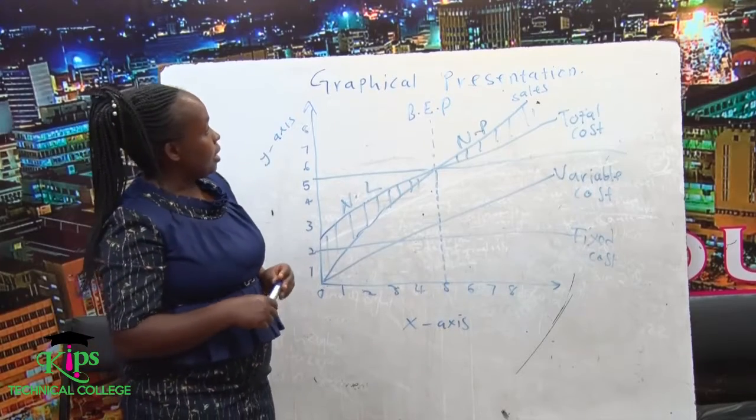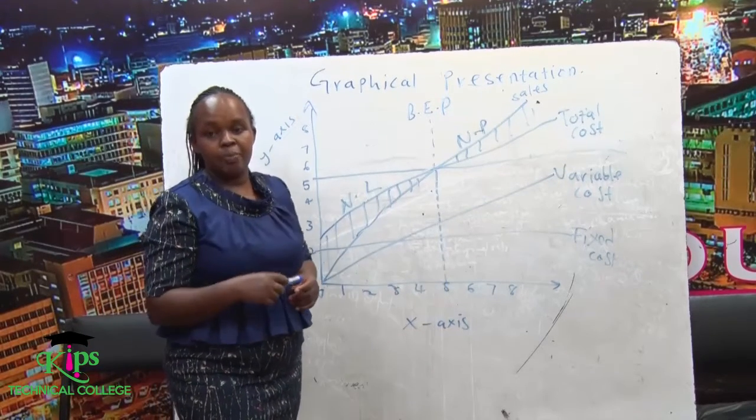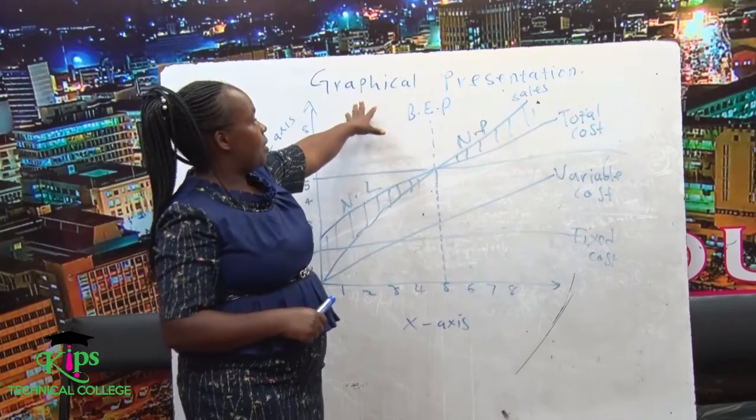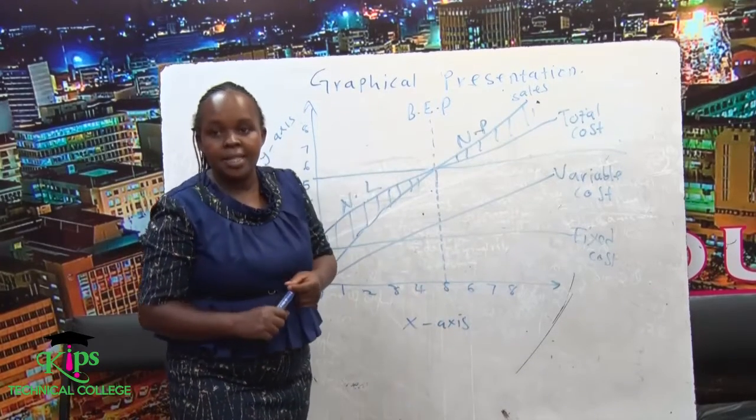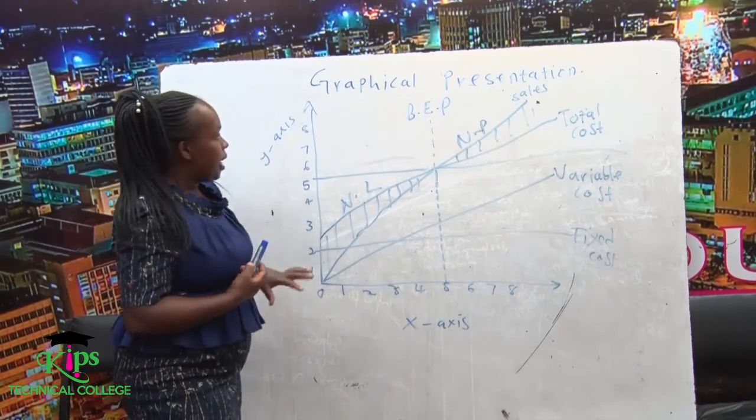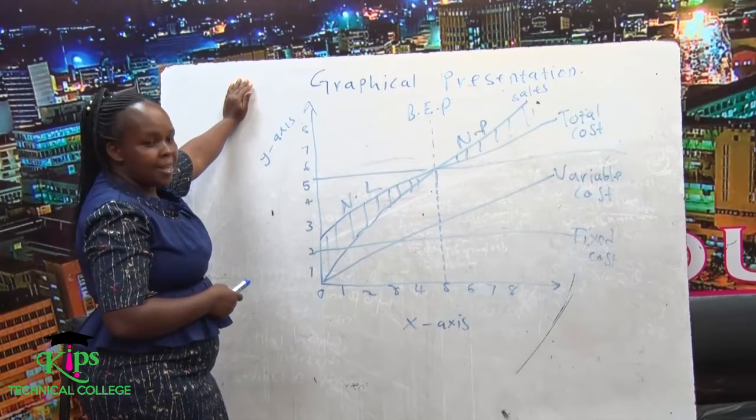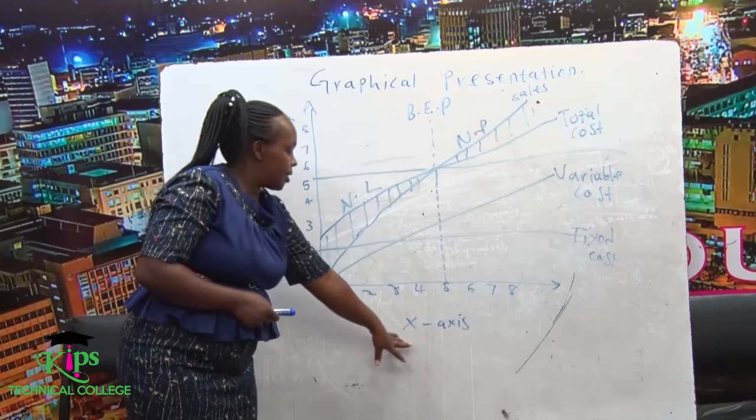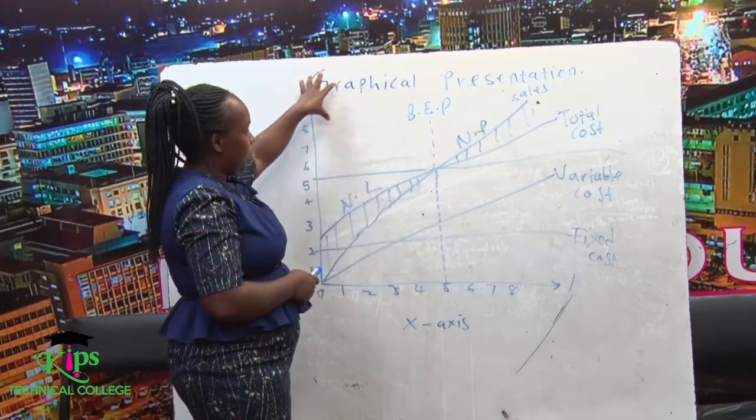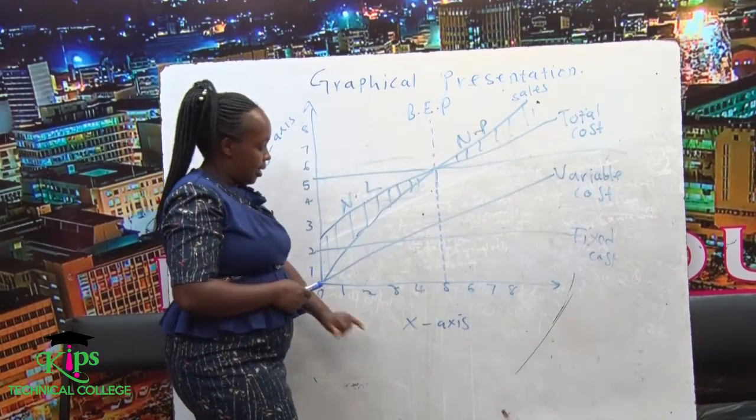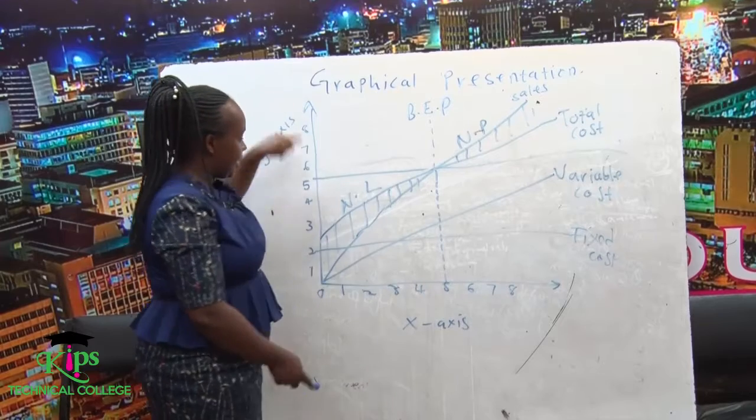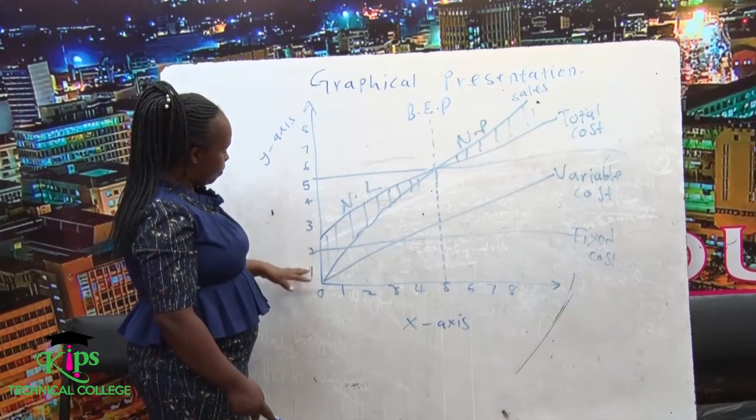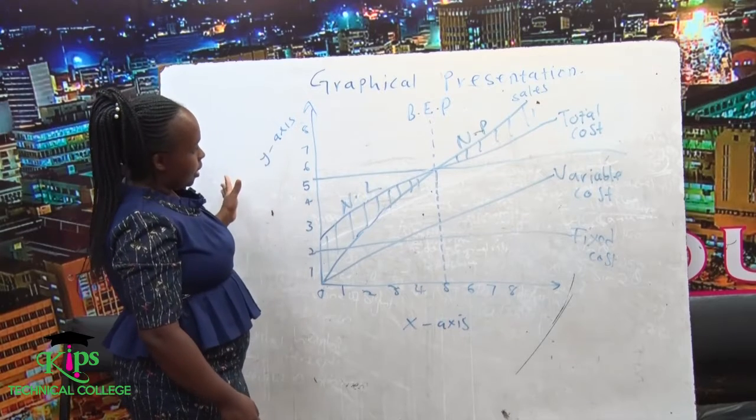Now, the break-even point can be represented in two ways: the first one is graphical representation and the other one is tabular presentation. For the graphical presentation, we have a chart here where we have the y-axis and x-axis. When we are drawing a graph, it should have a y-axis and x-axis, and they meet at one point, which is 0. We have done it on a scale of 1, 2, 3, 4, 5, 6.